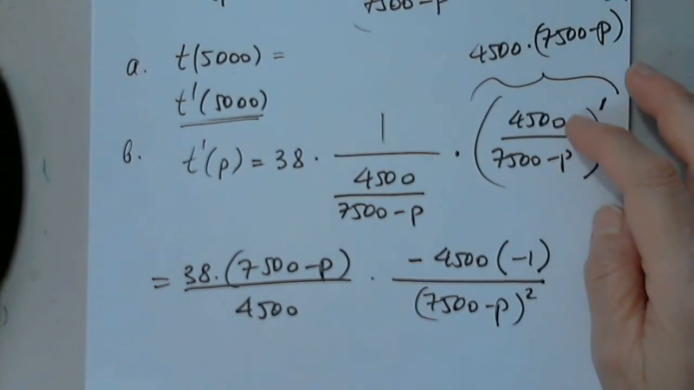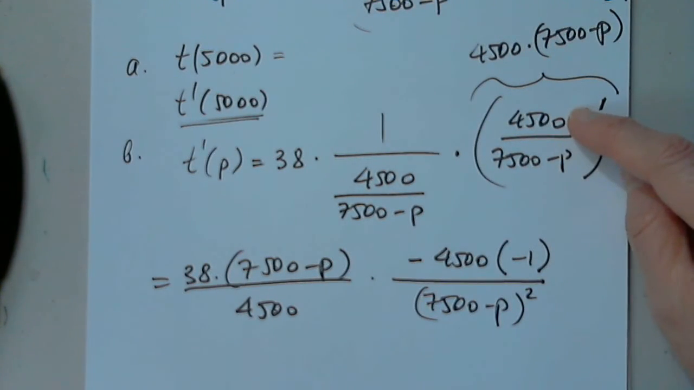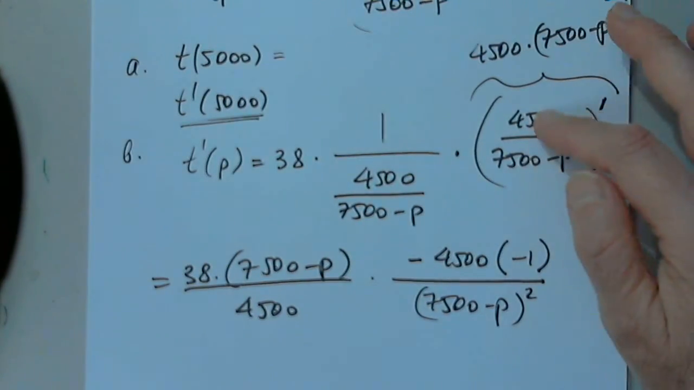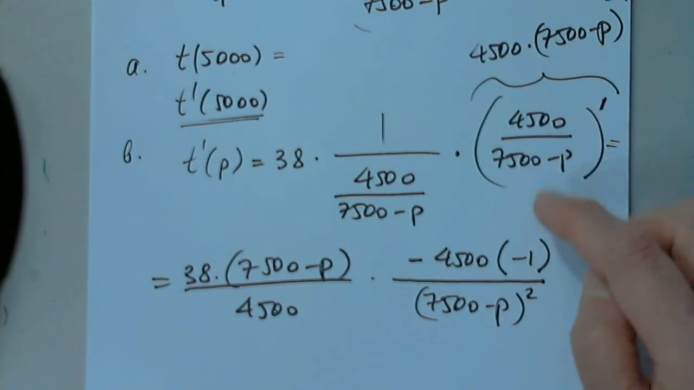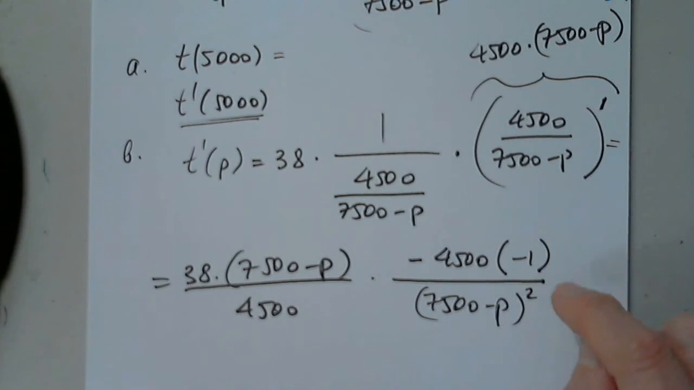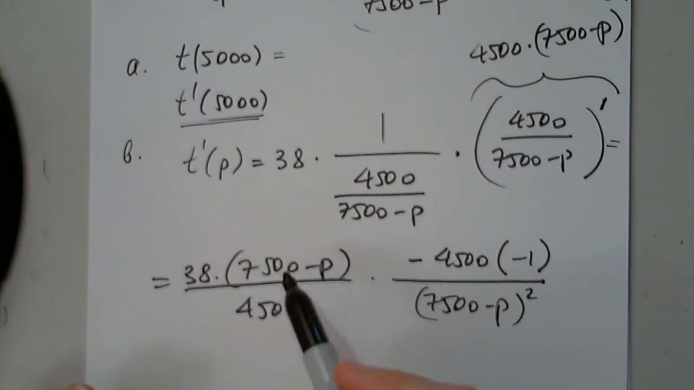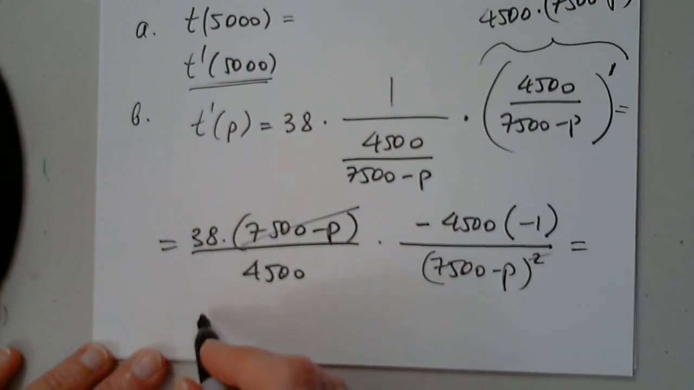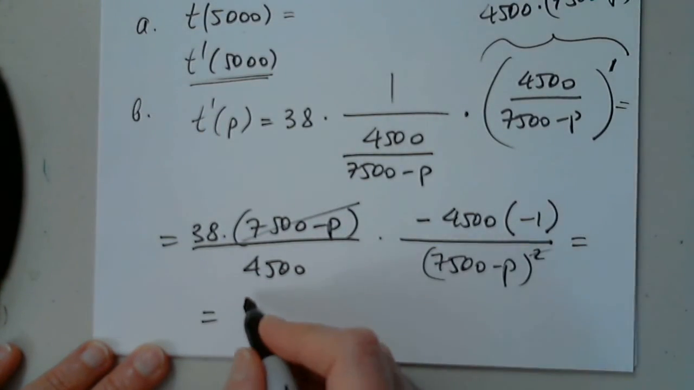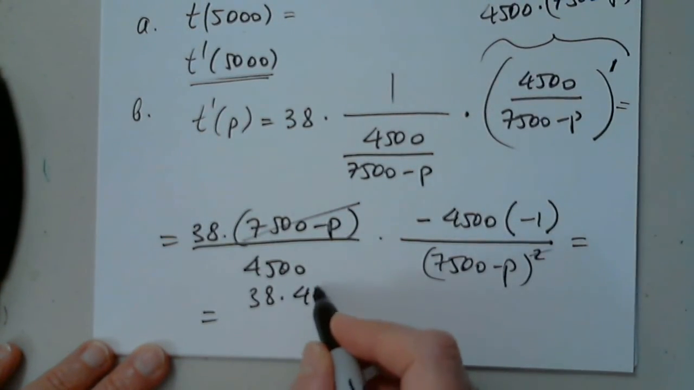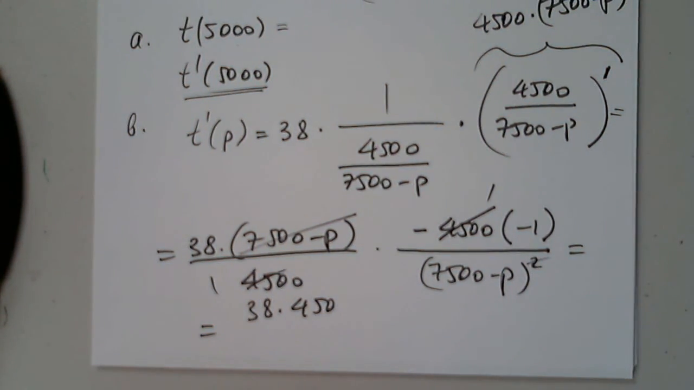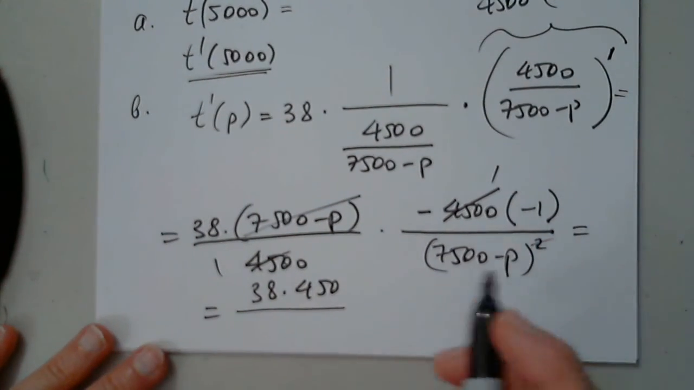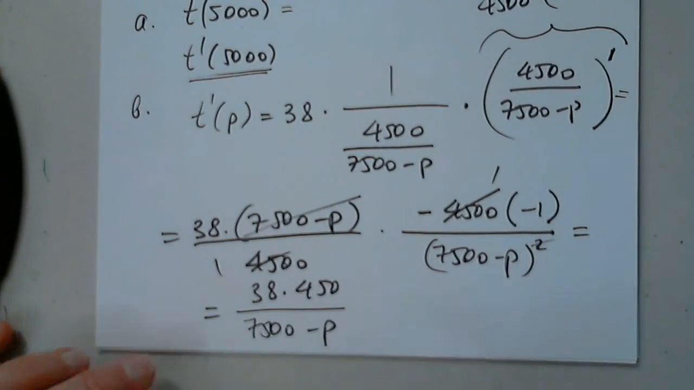So sometimes this is confusing because it doesn't have a variable in the numerator. So you have to say this prime is 0. So it's 0 times this, 0, minus this times this prime, which is -1. So be careful with that. I can simplify one of these. These become positive. So I have 38 times 4,500. Oh, sorry. 4,500 is going away. Divided by 7,500 minus p.